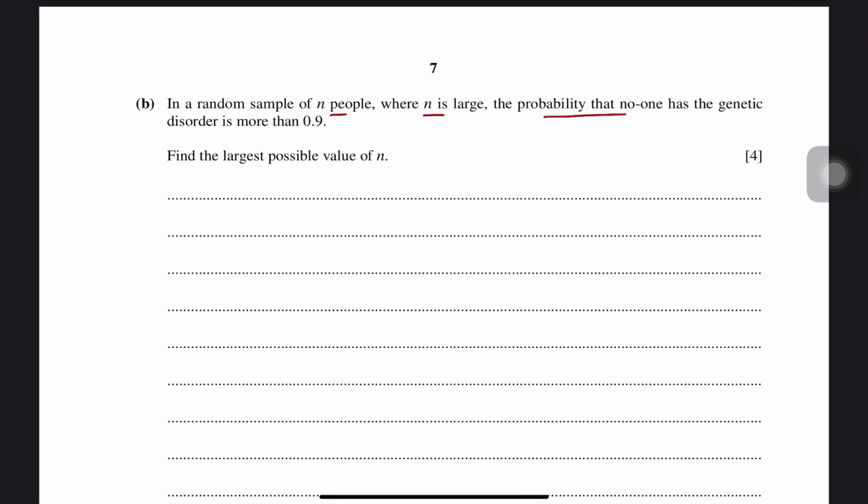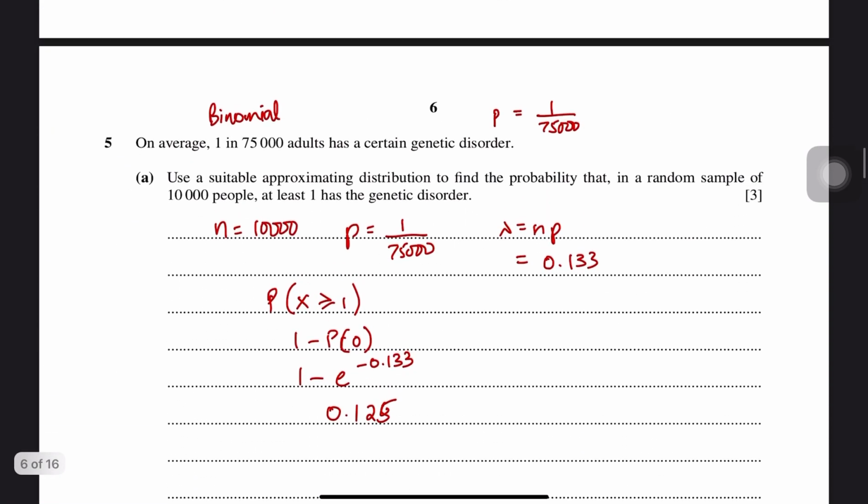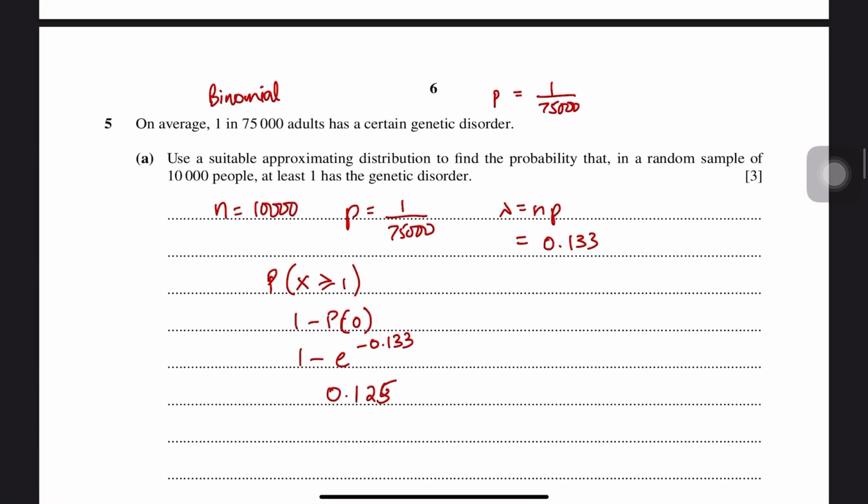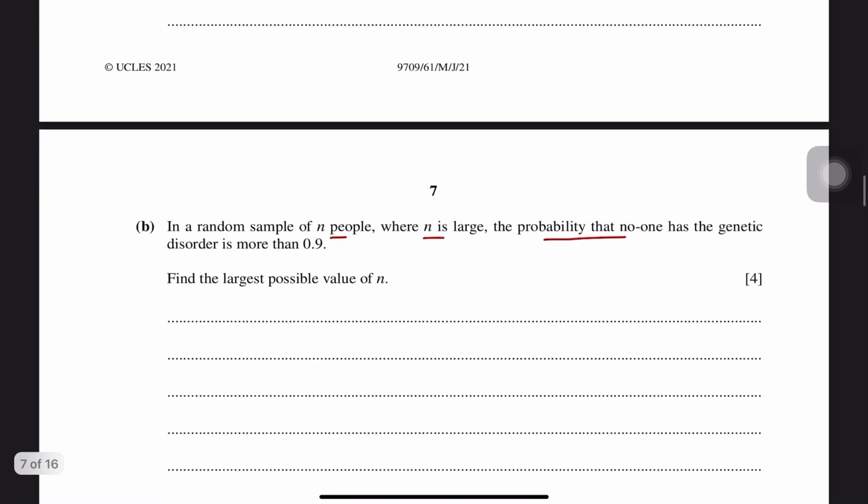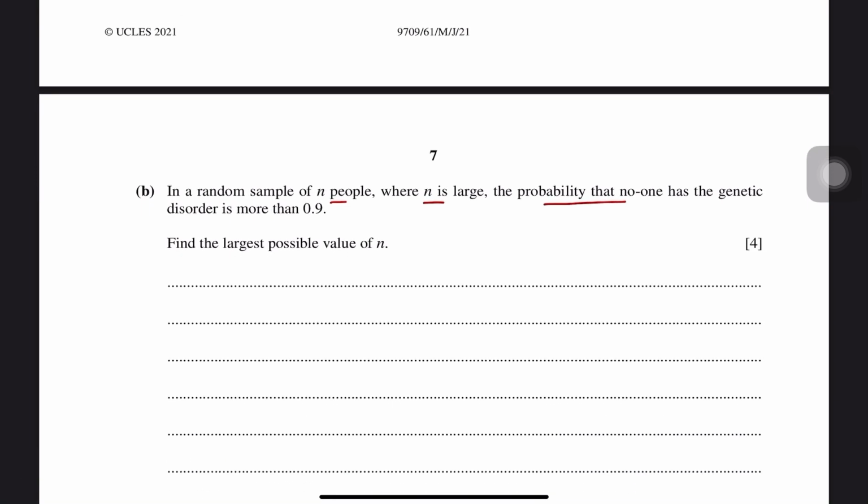Then it says in a random sample of n people, where n is large, the probability that no one has the genetic disorder is more than 0.9. No one has the genetic disorder. Okay, so since n is large and p is small, I'm going to again use the idea of converting a binomial to a Poisson.